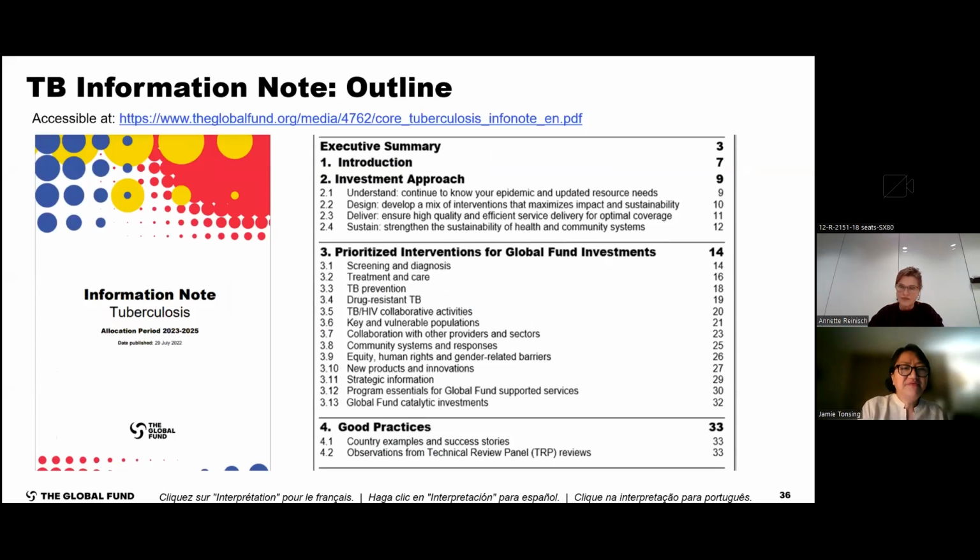So this is the outline of the TB information note, and you will see that there is the investment approach, prioritized interventions, good practices. I will be mostly speaking to section 3 and a little bit on section 1 on the investment information note. But please go through the information note for the 4th section, for country examples, observations from technical review panels. That will be very helpful as you develop your funding requests, to know what the TRP likes and does not like to see in the funding request.